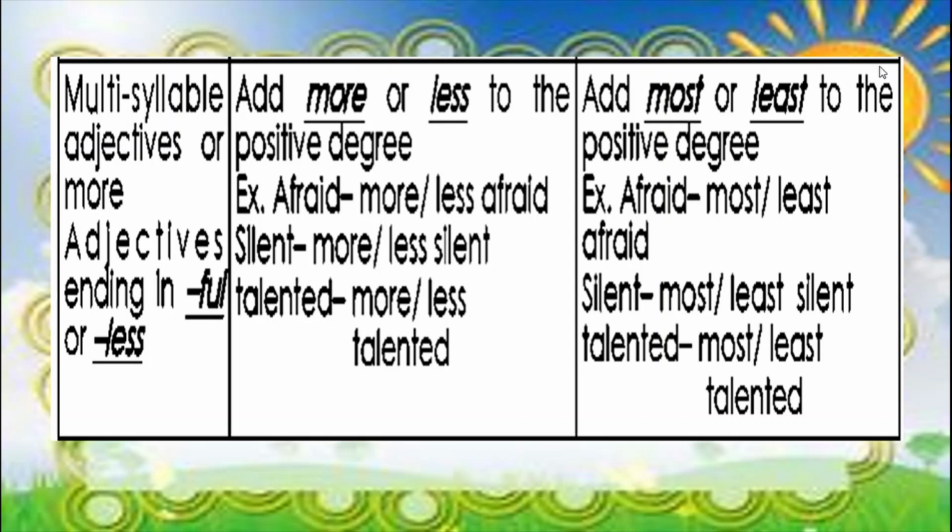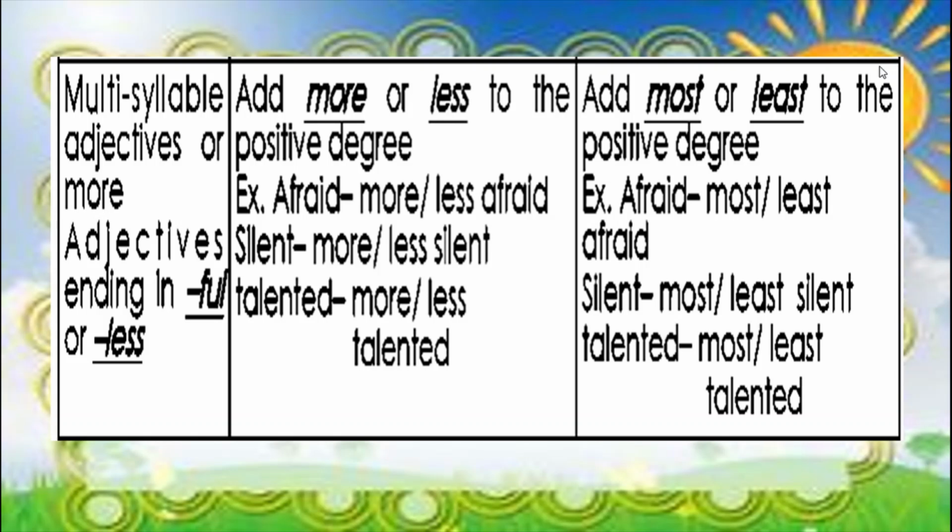Multi-syllable adjective or more, adjective ending in -ful or -less. For the comparative degree, we add more or less to the positive degree. Example: afraid, more or less afraid. Silent, more or less silent. Talented, more or less talented.